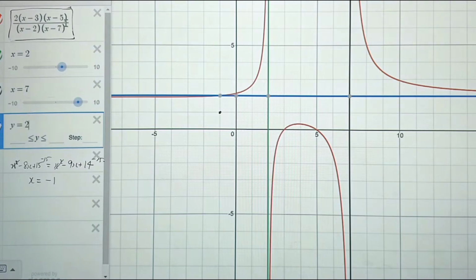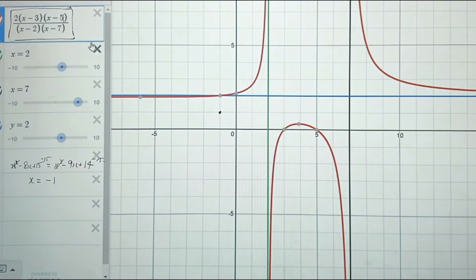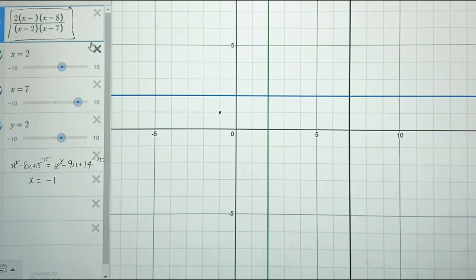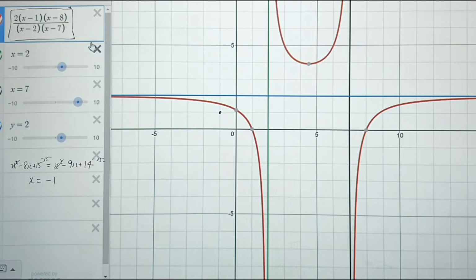So let's go bigger again for a moment. If I made that 8, and made it both outside of the vertical asymptotes, I've got to get my words right. It's upside down.